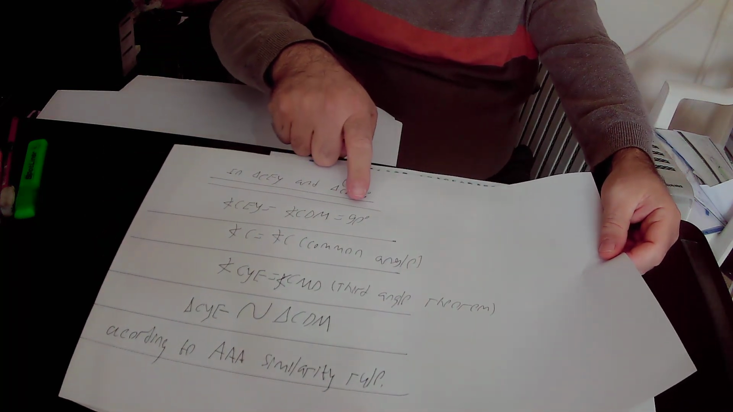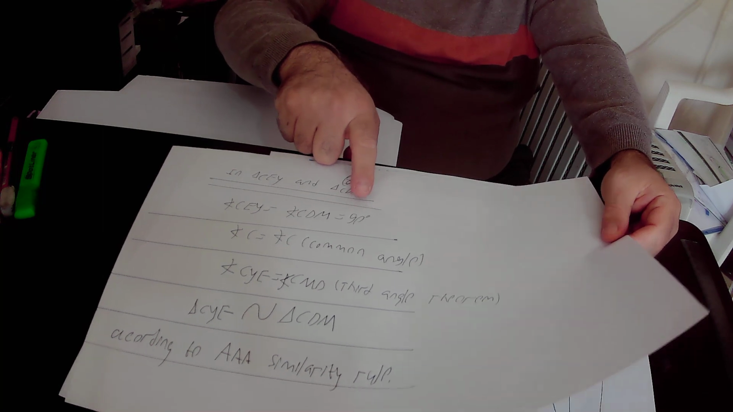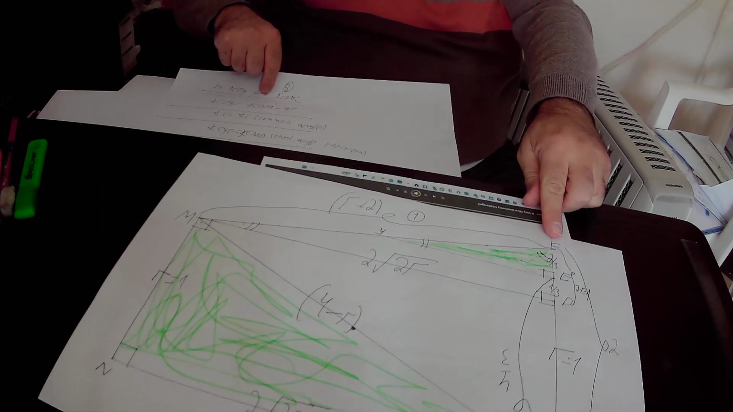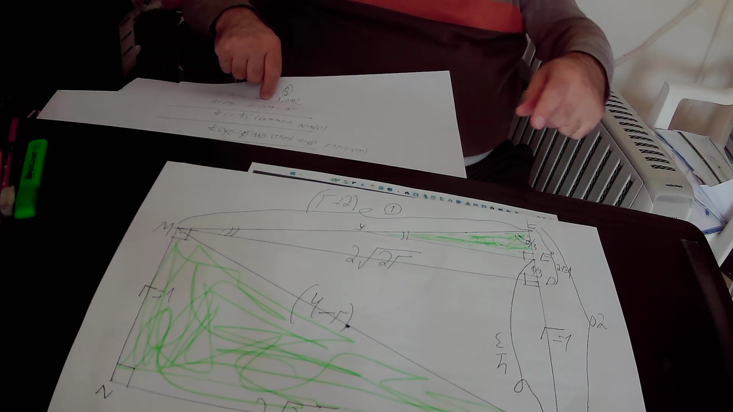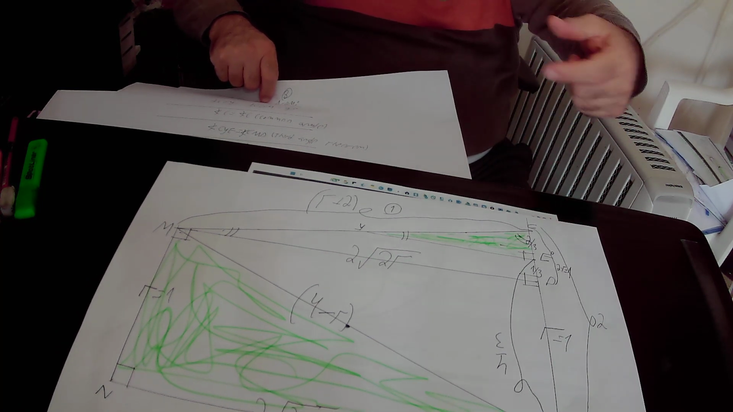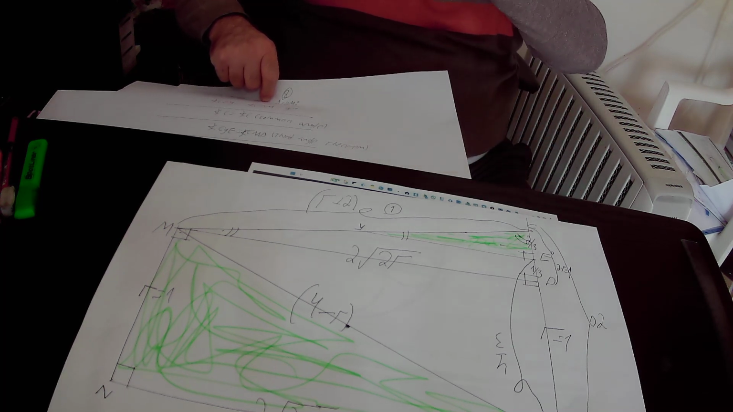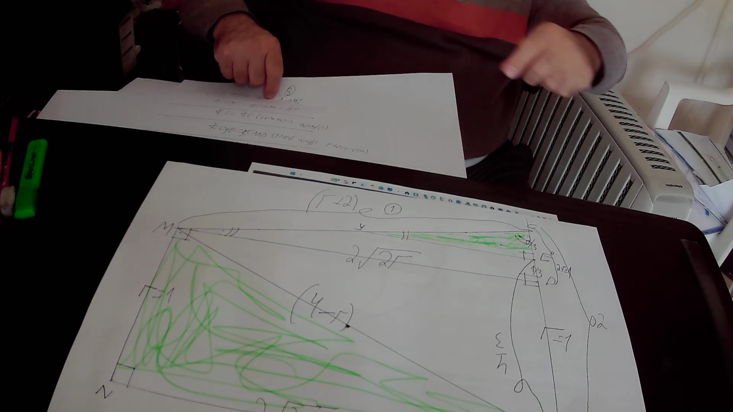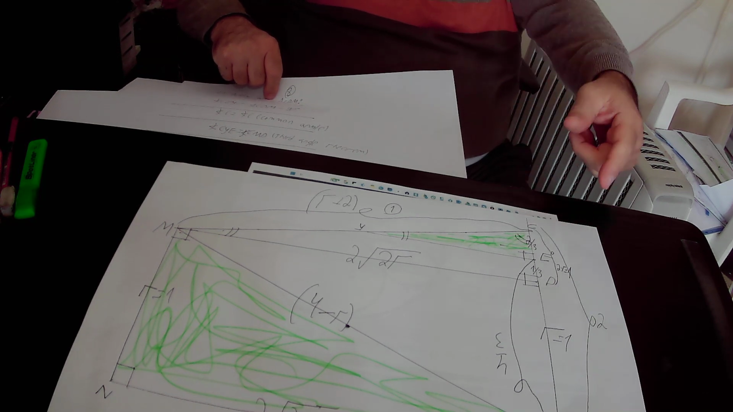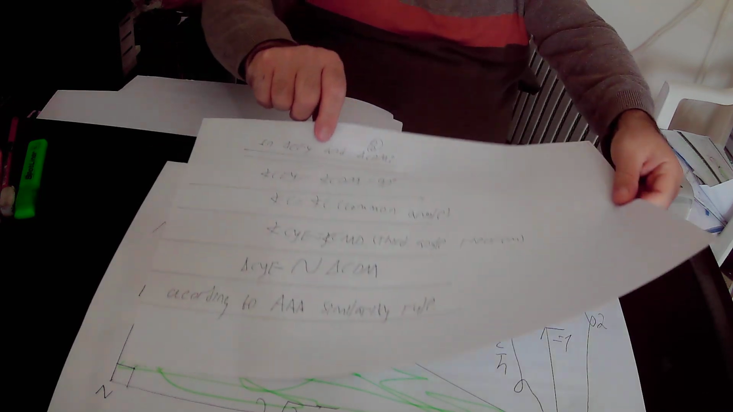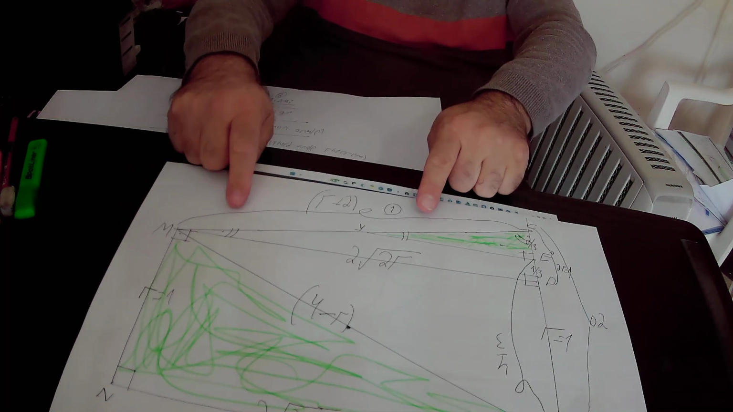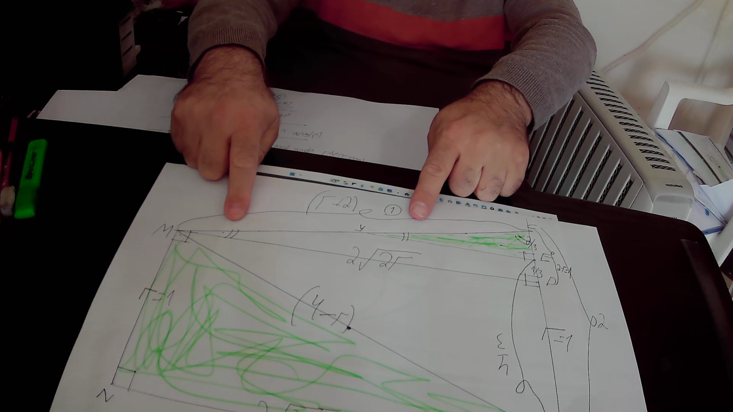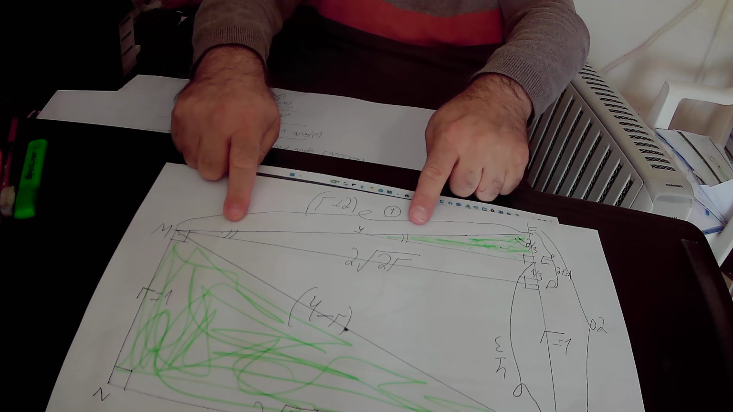So angle CEY equals angle CDM. They are both equal to 90 degrees. They are right angles. And we also have angle C, which is a common angle. It belongs both to the green triangle, and angle C also belongs to triangle CDM. So angle C equals angle C as a common angle. And those 2 angles are equal to each other according to the third angle theorem.